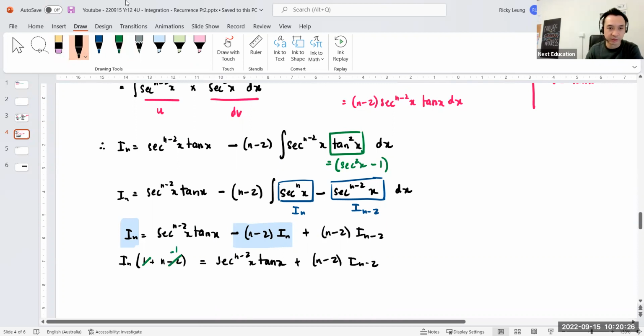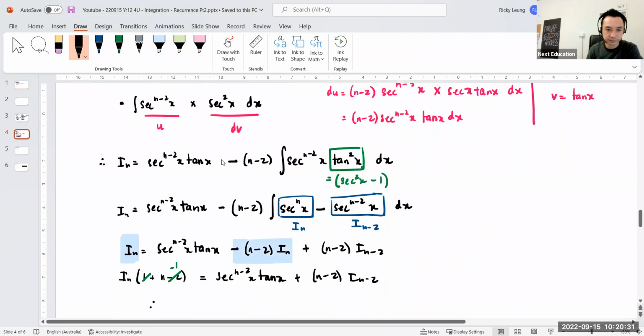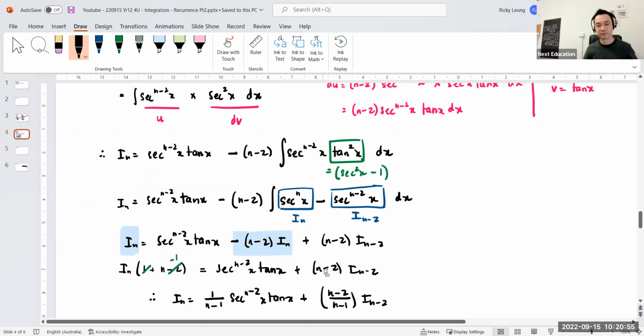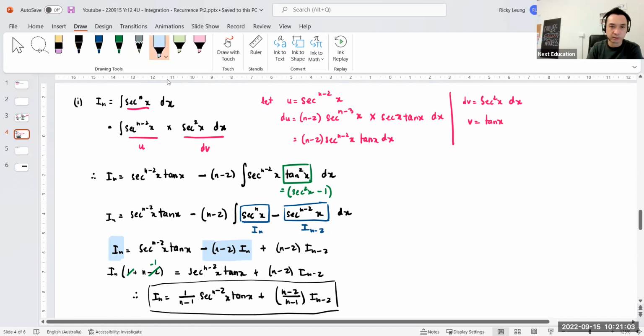So divide minus 1 to everything. Let me see how they express it. Minus 1, perfect. Therefore, I_n is 1 on, divide that bracket over to that term, sec^(n-2) x tan x, plus, divide the n minus 1 down here, n minus 2 over n minus 1. How many marks is that? 4 marks? Amazing. All right, 4 marks. Excellent.